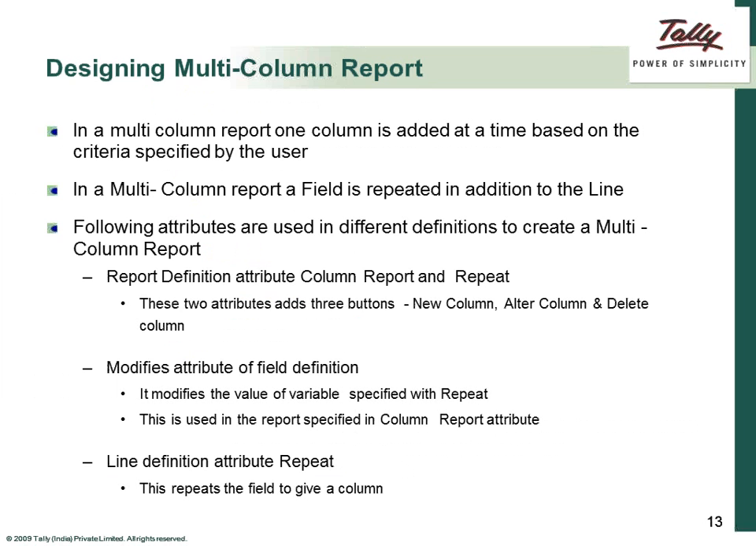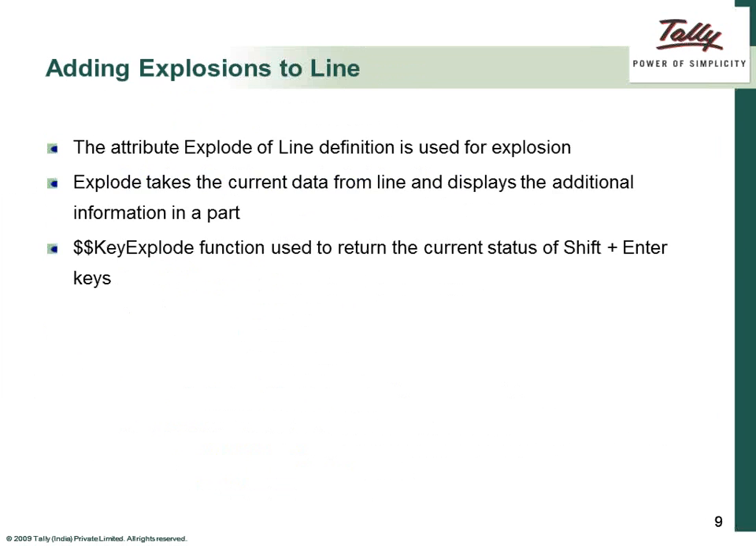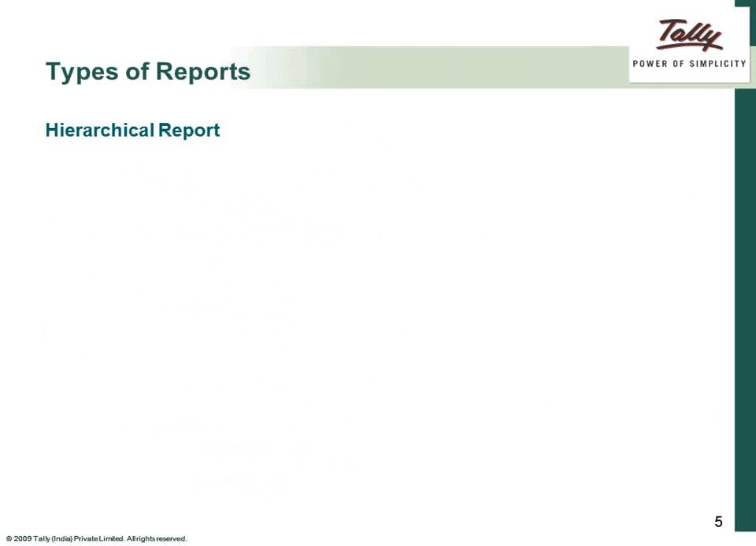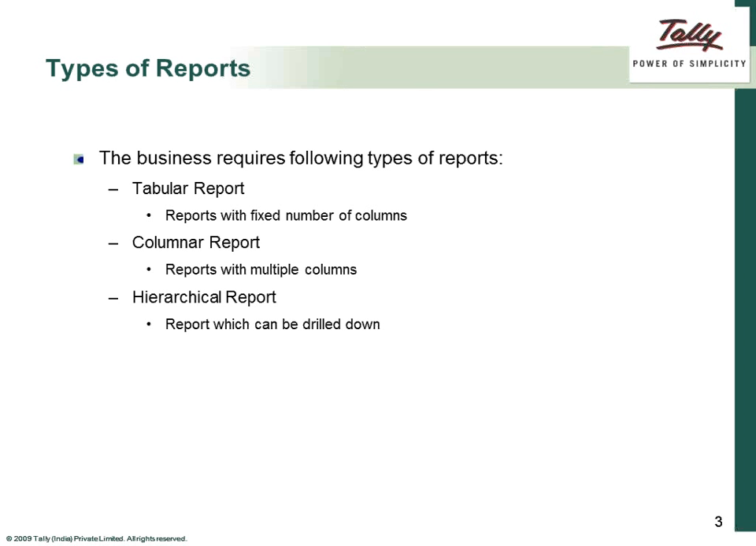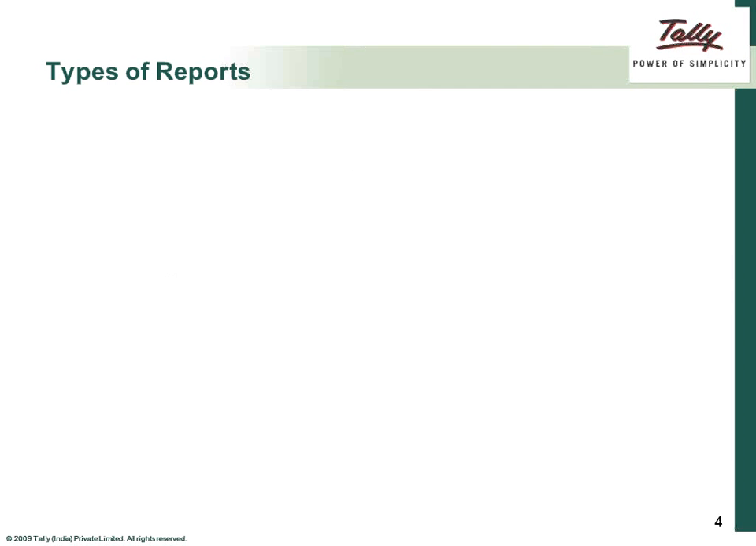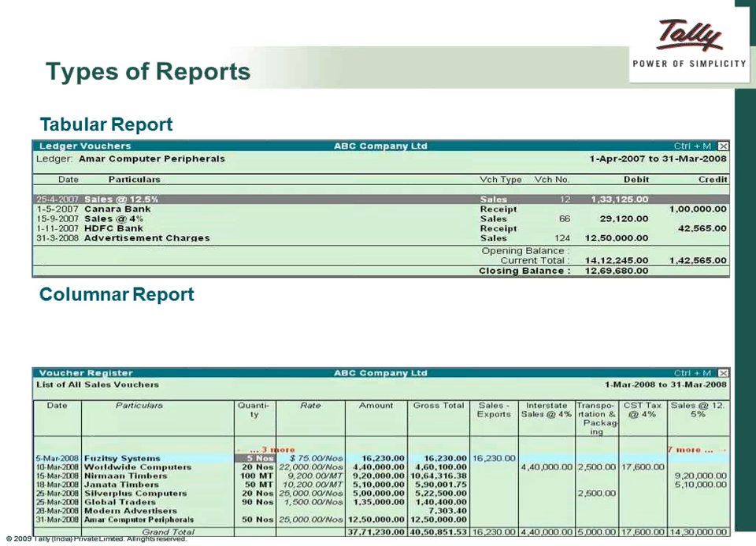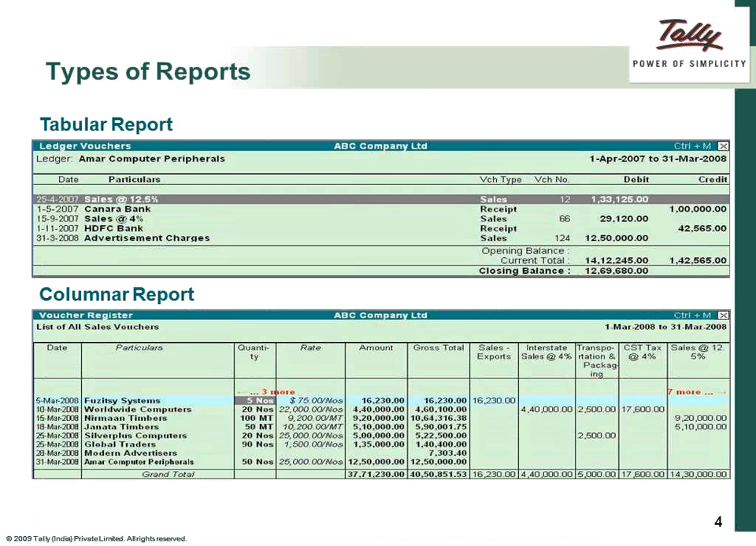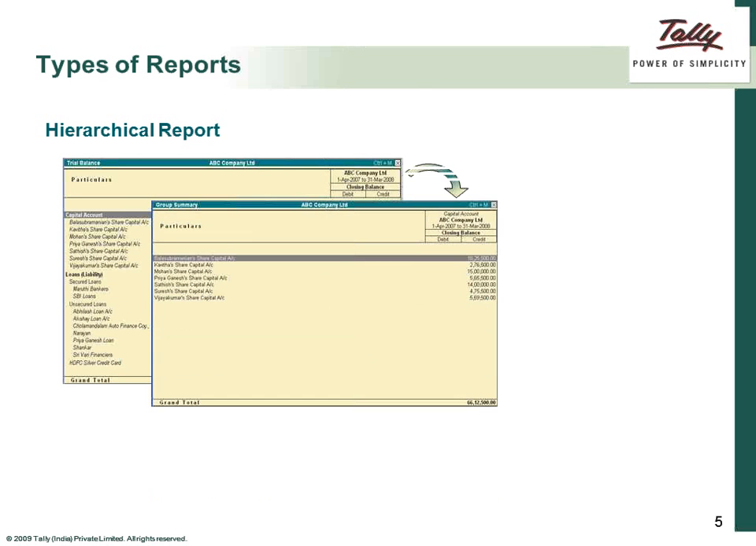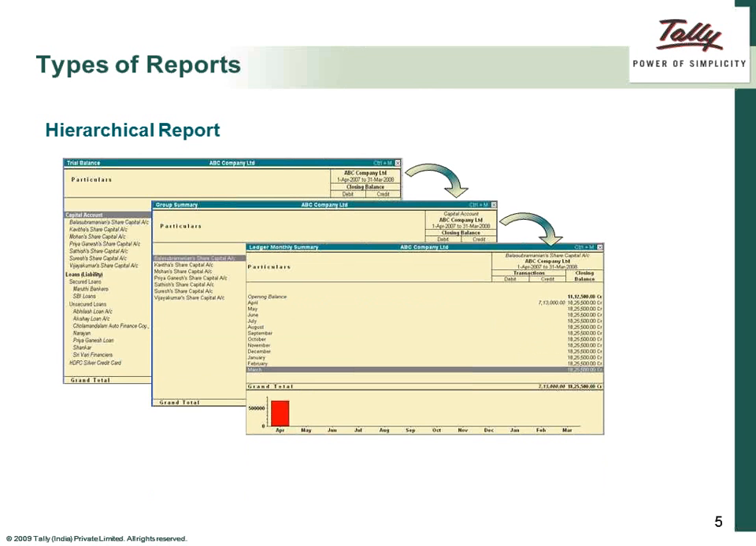In the last session we spoke about reports and printing, right? We spoke about the types of report that we have: the tabular report, columnar report, and the hierarchical report. A tabular report is the regular standard fixed number of columns report that we did. A columnar report has multiple columns involved, which could be dynamic columns. And then we have the drill down report, or the hierarchy report.